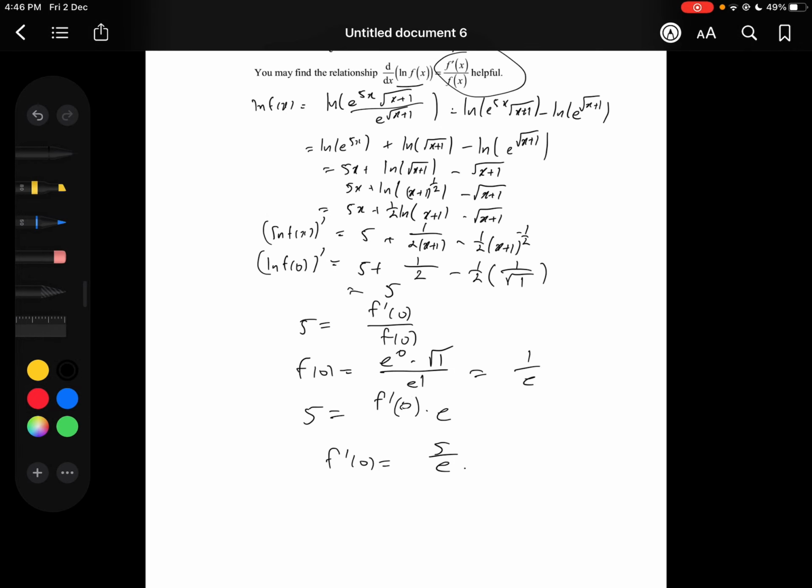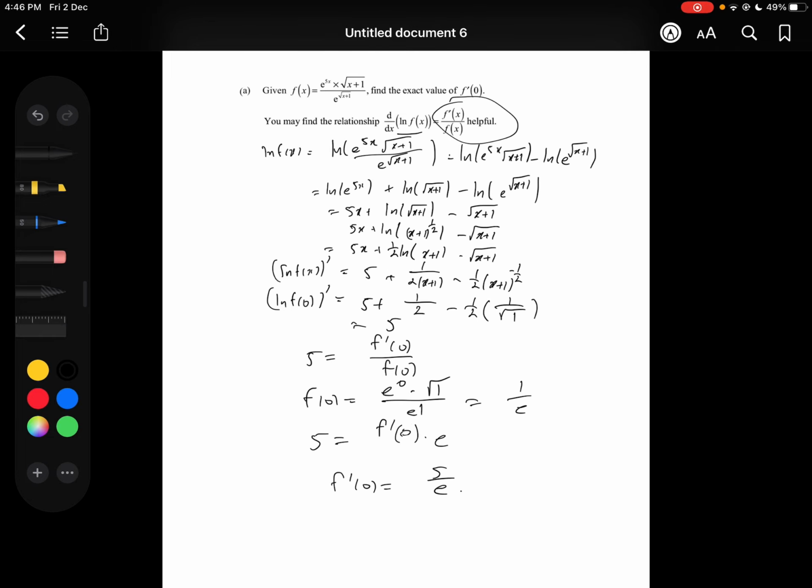And that would be this question completed. The derivative at 0 is 5 over e. You really should be utilizing the hint they give you in this question. Otherwise, you might be taking 15 minutes to differentiate that and possibly be making loads of mistakes. It's really not an easy function to just differentiate by hand. So using this rule is really cheeky, and we get f dash of 0 is 5 over e pretty quickly.